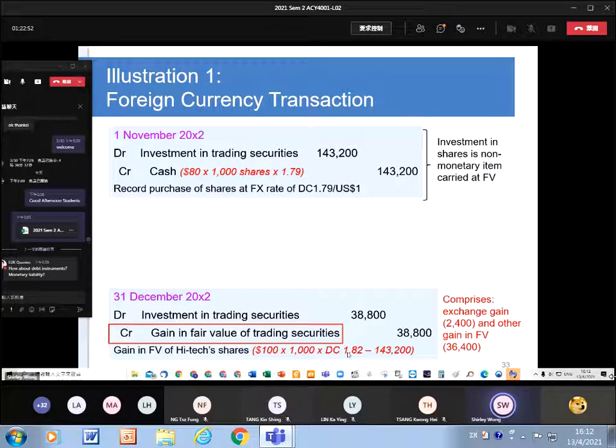Sorry, existing exchange rate, and then you minus the original cost. The difference represents that there is exchange rate gain and also the fair value gain. Fair value is $20. The total amount is 38,800, right? So remember, this 38,800 actually includes two effects. One effect is the exchange gain from 1.79 to 1.82. The other is the gain on fair value from $80 to $100. Therefore, we need to separate these two amounts.